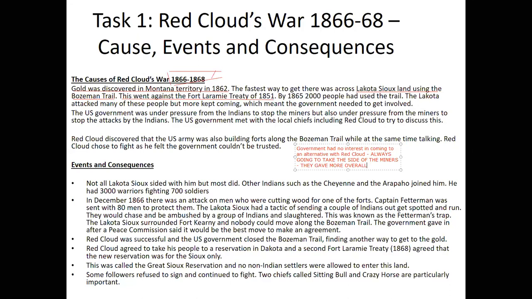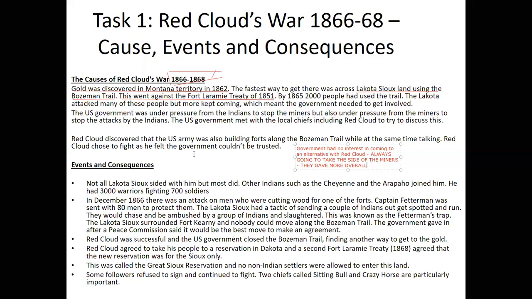Now, bear in mind, in 1864, you had the Sand Creek Massacre, and the stories of the government massacring men, women, and children caused a massive rift between the government and the Native Americans. So the government weren't overly trusted at this stage. The events and the consequences are all in one, and we're going to look at the consequences in a lot of detail shortly. Not all of the Lakota Sioux sided with Red Cloud, but most of them did. Other Indians, such as the Cheyenne and the Arapaho, joined him.